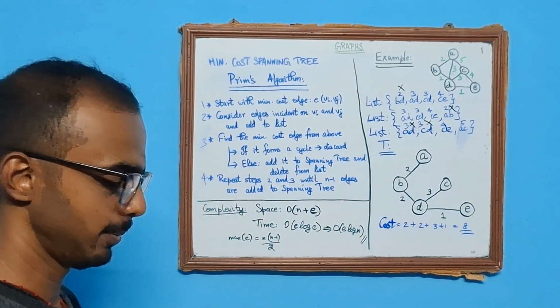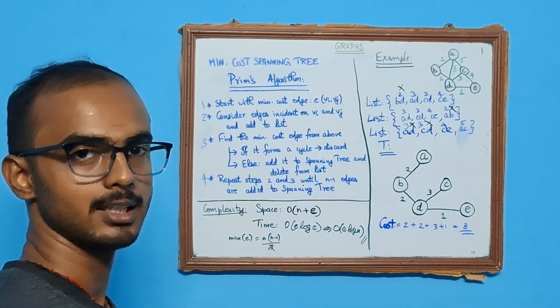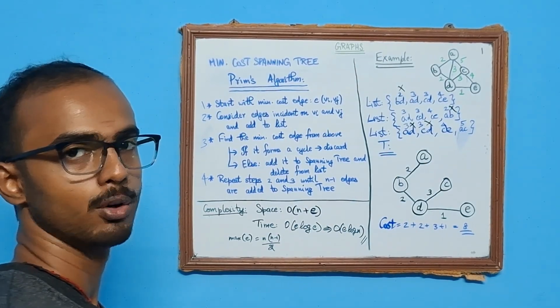So this is Prim's algorithm. We have covered the algorithm, we have covered an example, and the space and time complexity of this, the analysis of complexity.